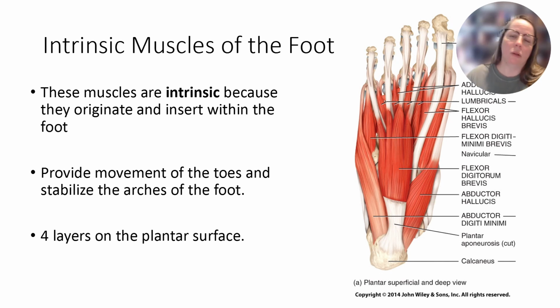The foot is equally as complicated as the hand. There's actually 4 different layers to it. You can see a lot of different ones here. We tend to focus in lab on more of the superficial ones. So we have our extensor digitorum brevis on the top of the foot, our flexor digitorum brevis on the bottom of the foot, abductors and adductors, but not too much more than that. The main thing these muscles do is help provide movement of the toes, but they also help with forming and stabilizing the arches of your foot.